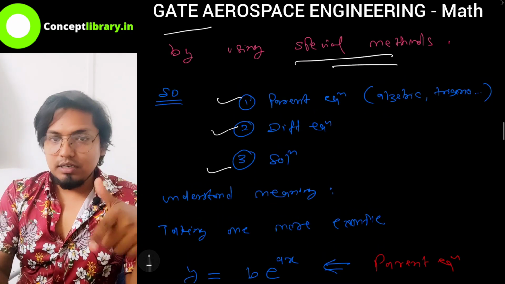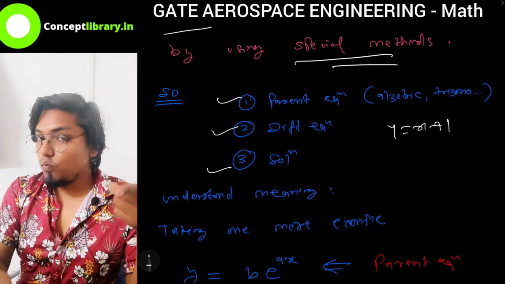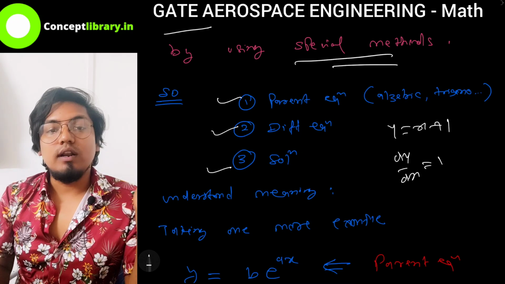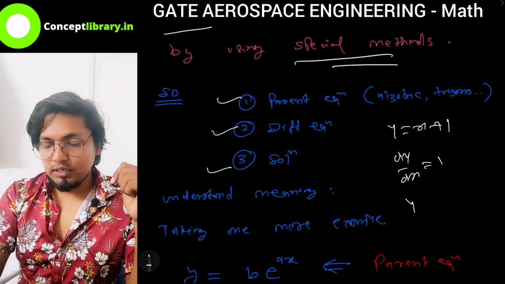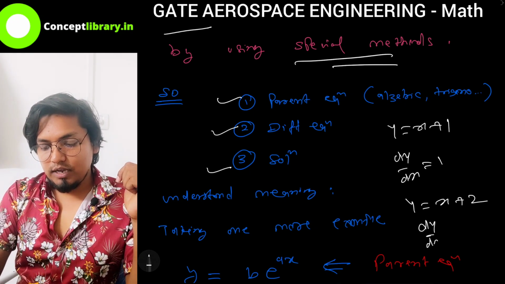Okay. For example, suppose I'm writing y is equal to x plus 1. So what is the differential equation of this? dy by dx is equal to 1. Now suppose I'm writing the equation y is equal to x plus 2, and if I differentiate, dy by dx is equal to 1.